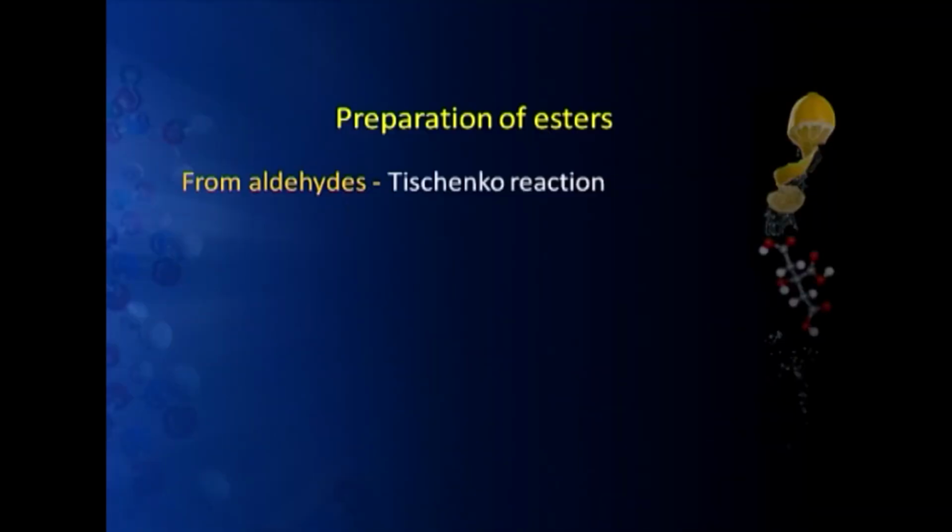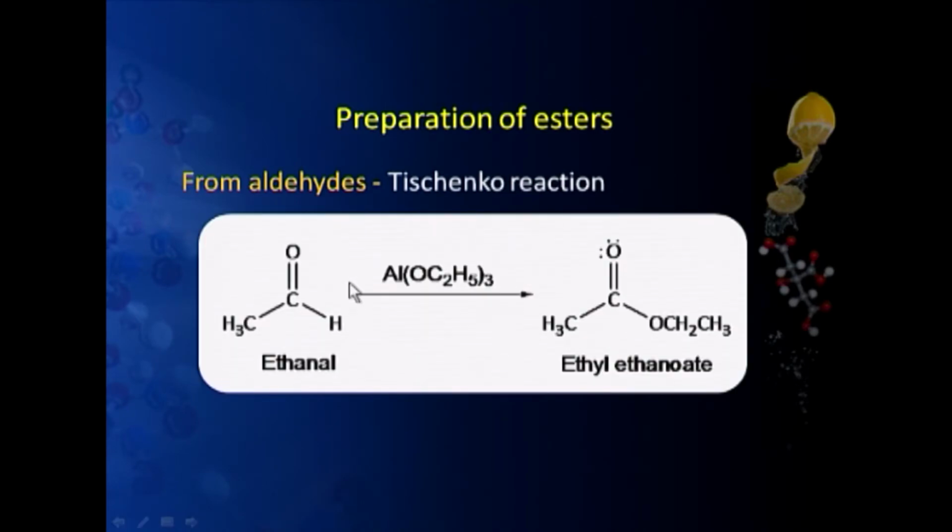Esters are also produced from aldehydes by a specific name reaction which is called Tishchenko reaction. Tishchenko reaction is related to Cannizzaro reaction. If you remember, Cannizzaro reaction is given by those aldehydes which do not contain any alpha hydrogen, and on treatment with alkali, one aldehyde molecule is oxidized to the corresponding acid and another molecule is reduced into the corresponding alcohol. In Tishchenko reaction, the reaction is carried out in a non-aqueous medium. The catalyst used here is aluminium alkoxide, generally aluminium ethoxide. Say ethanal, when heated with aluminium alkoxide, gives ethyl ethanoate.